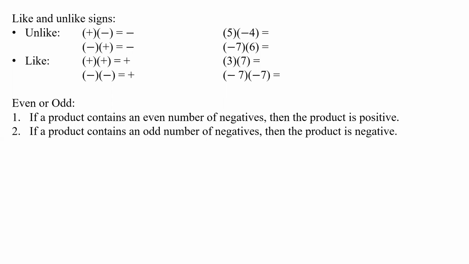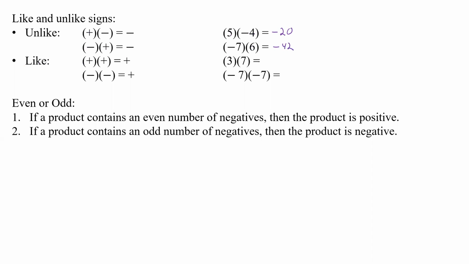So that leads us into a table of like and unlike signs. So here we have unlike signs. We have a positive times a negative gives a negative. And so for example, if we took 5 times a negative 4, what's that going to be? Well, that's going to be a negative 20. And we can also take a negative times a positive, and that's negative. So here we have the negative first, not second, and a negative 7 times a positive 6 is going to be a negative 42.